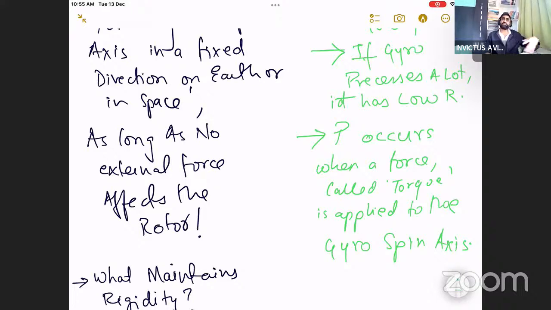So precession occurs when a force called torque is applied to the gyro spin axis. It's the spin axis that is affected. So if it's a vertical gyro like this, if this is the gyro spin, this much, my palm, this is the spin axis, then precession will happen when torque is applied to the spin axis. If this is a horizontal gyro like this, then precession will happen when torque is applied to the spin axis like this.